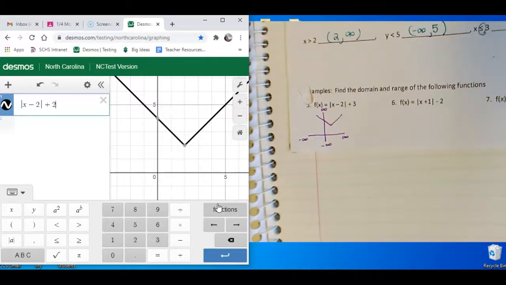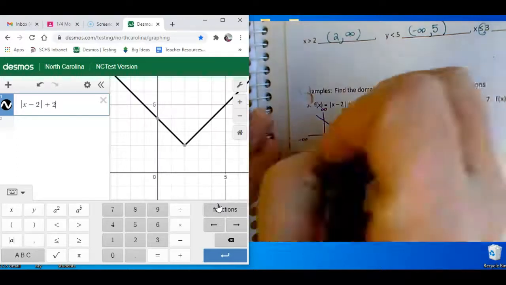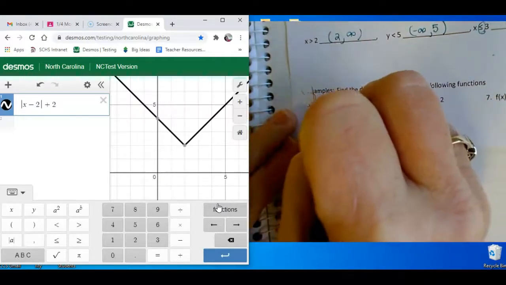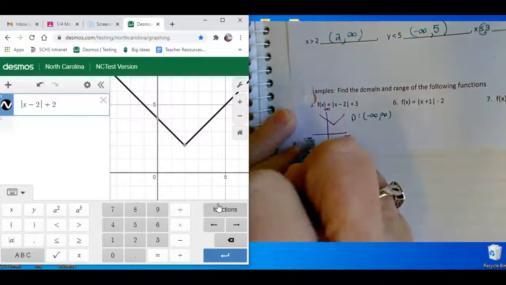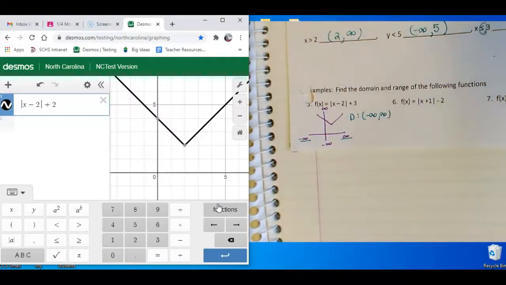Alright, domain has to do with moving left to right. And as far as this graph is concerned, it starts over here on the left and it keeps going to the right forever. It never really stops. It just always goes left to right. So what that means for the domain is that it goes from negative infinity to infinity. There's nothing weird about it. It never stops.